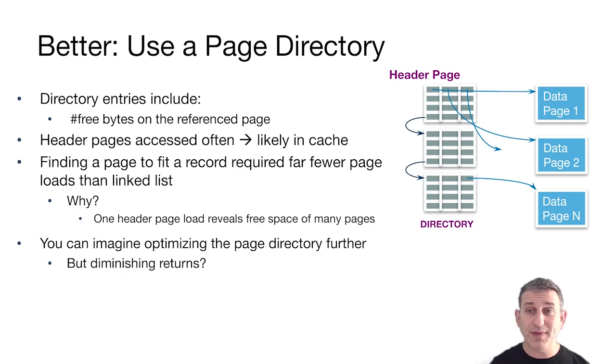You can imagine optimizing this page directory further by compressing it or by putting it in a more complicated data structure. But it's unclear that it's necessary. With a small number of header pages, you've already covered a pretty large data file. So a reasonable implementation is the one here of a linked list of header pages. If you want to do something fancier, you certainly can.